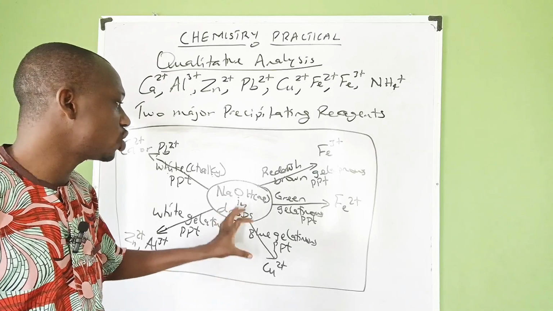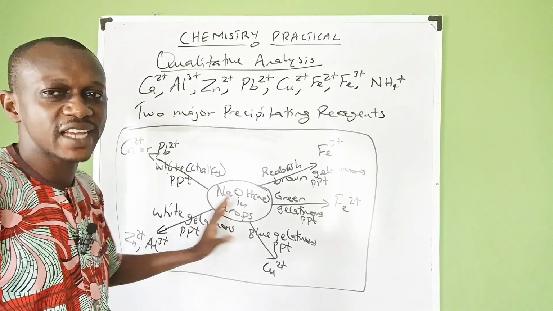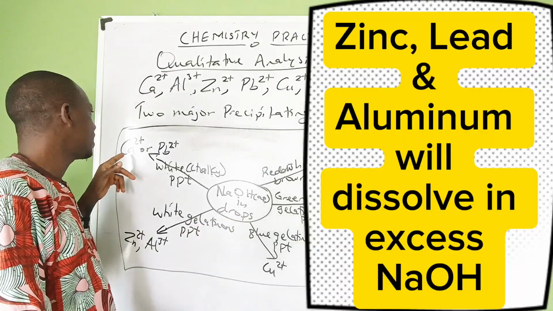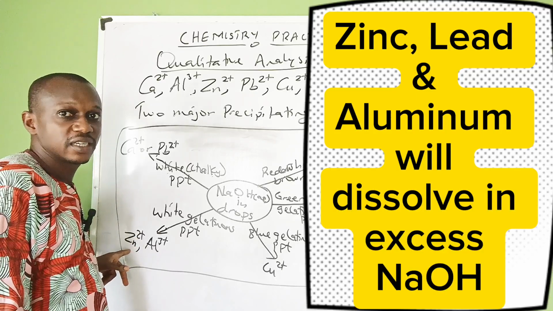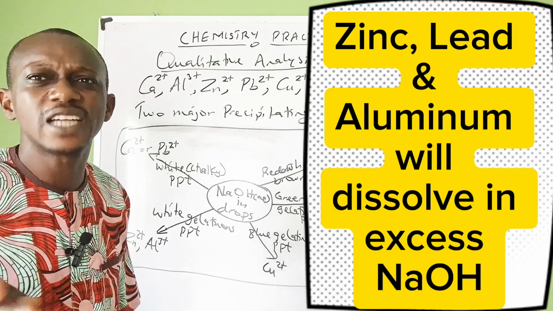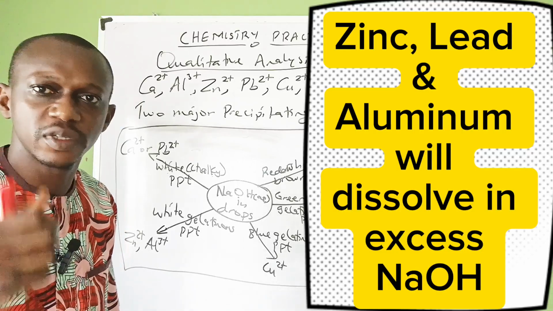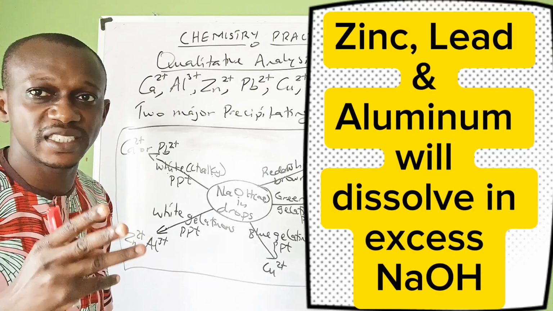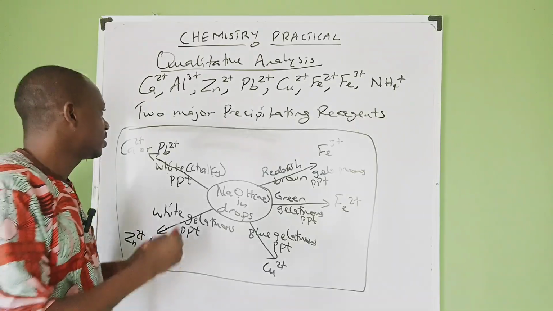Now, this is just in drops. If it's in excess, what are we expecting to happen? When it comes to excess, there are only 3 ions that will dissolve in excess. And what are those 3 ions? They are nothing less than lead, zinc and probably aluminum.